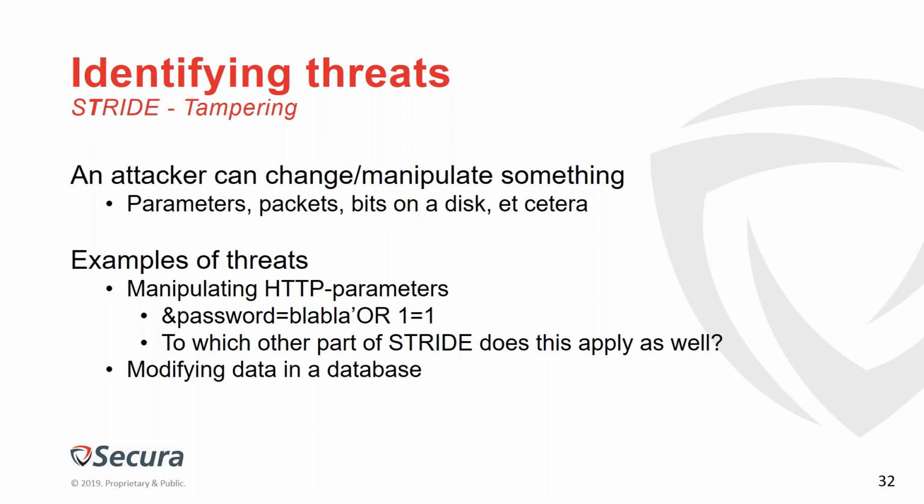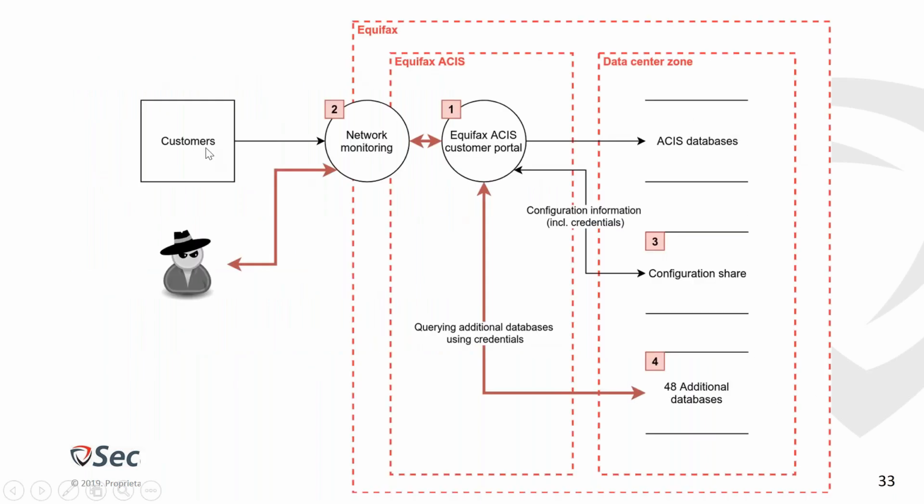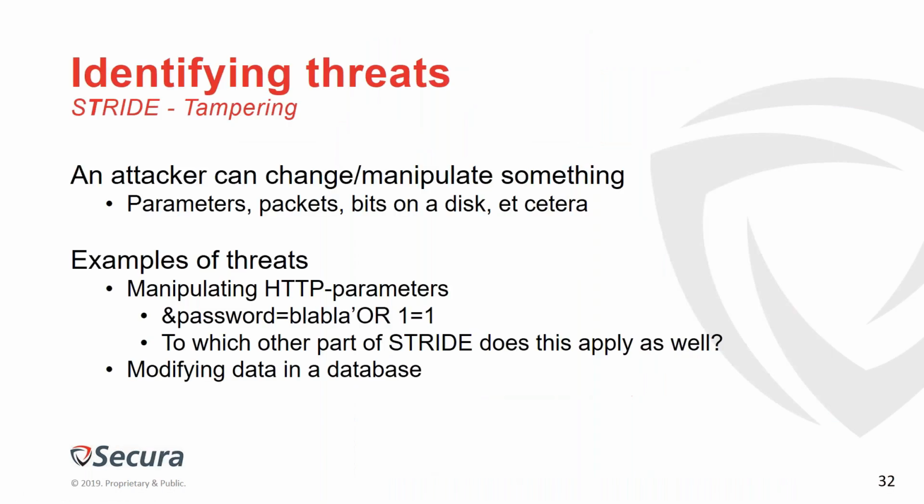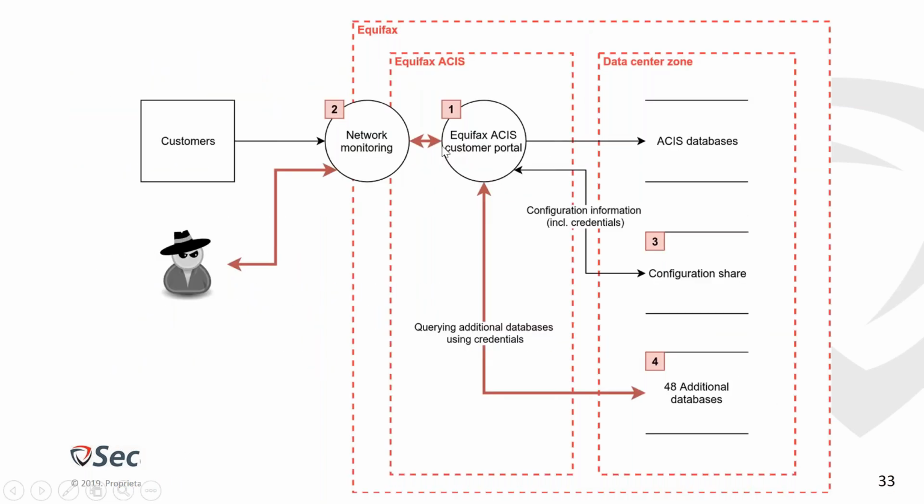Because this attacker has access to this application directly from the internet, and the network monitoring and network prevention software doesn't really prevent this kind of attack, it allows the attacker to tamper with this information and to obtain control over the customer portal, right? I hope that makes sense.